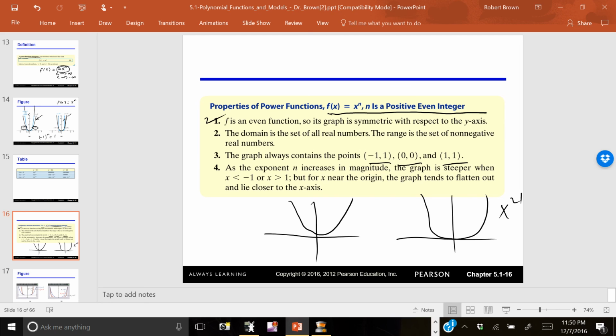As the exponent n increases, the graph is steeper when x is less than minus 1 or x is more than 1. But for x near the origin, the graph tends to flatten out and lie closer to the x-axis.